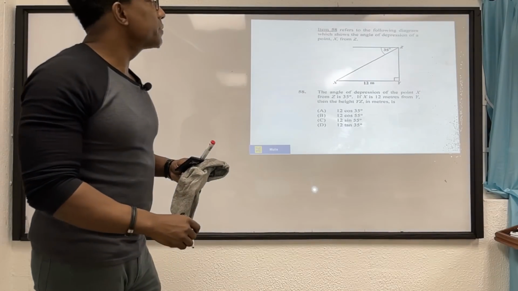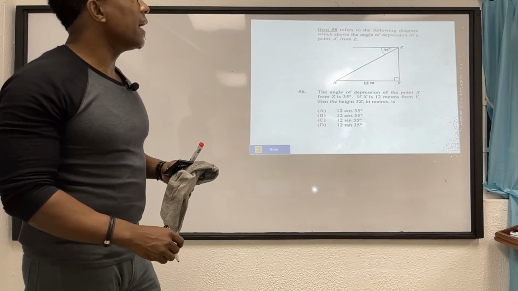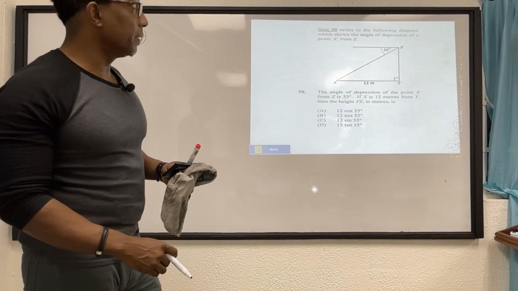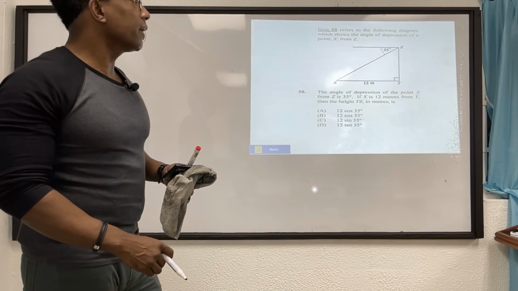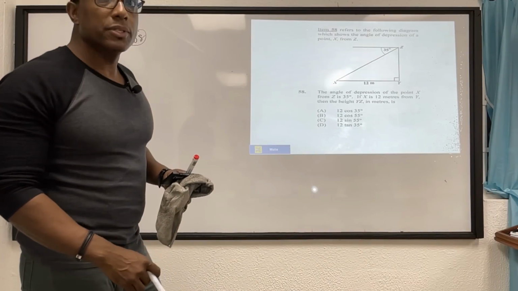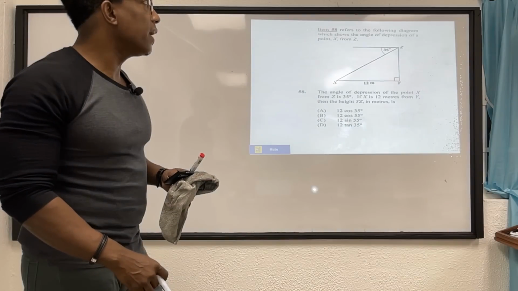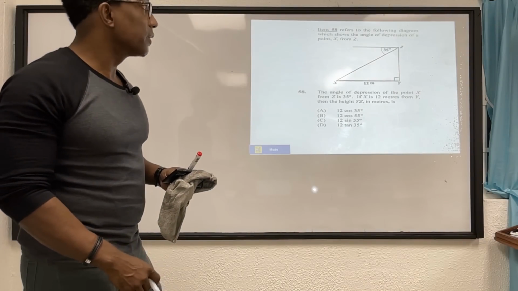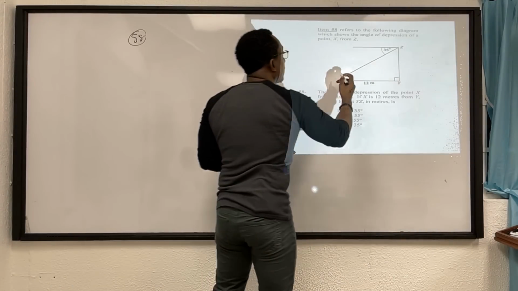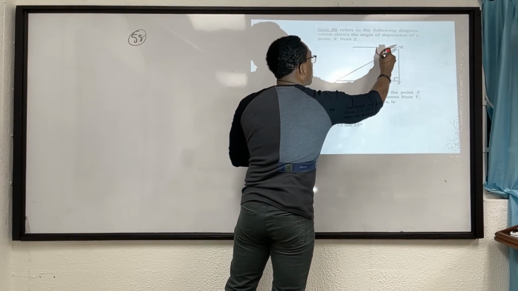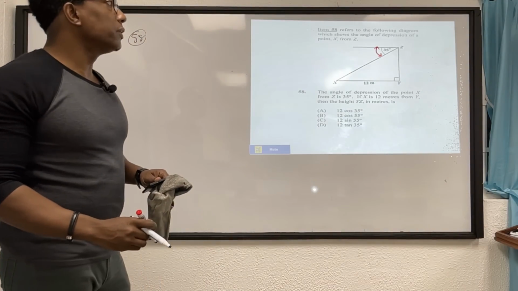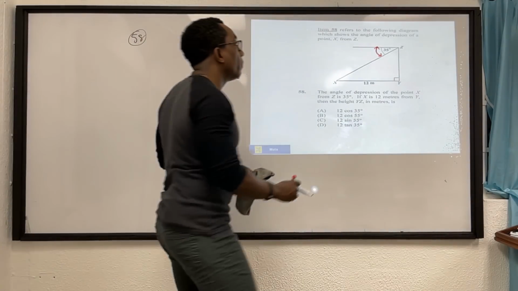Item 58 refers to the following diagram, which shows the angle of depression of point X from Z. The angle of depression of point X from Z is 35 degrees. If X is 12 meters from Y, then the height YZ in meters is. So this is our angle of depression here, which is 35 degrees, and what we want to do is to determine the height YZ.